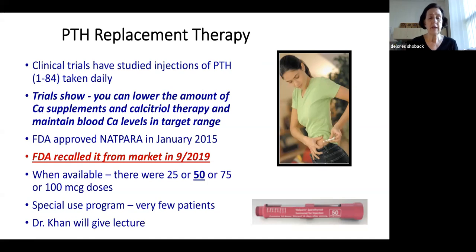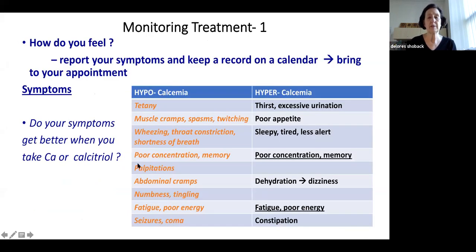Many of you know that NatPara, or 1 to 84, was approved in 2015 for hypopara, but then it was recalled from the market in 2019, and it's not yet available. When it was available, there were 4 different doses, and I've already mentioned the special use program. Very few patients are on this. This is just the pen for the 50 microgram dose, and as I've said, Dr. Khan is going to give a lecture on PTH replacement.